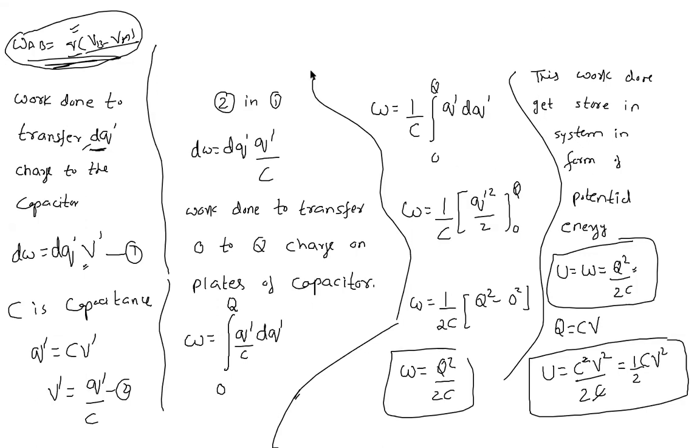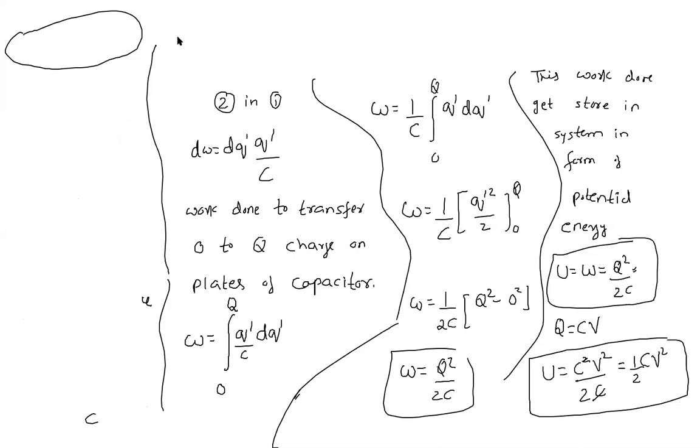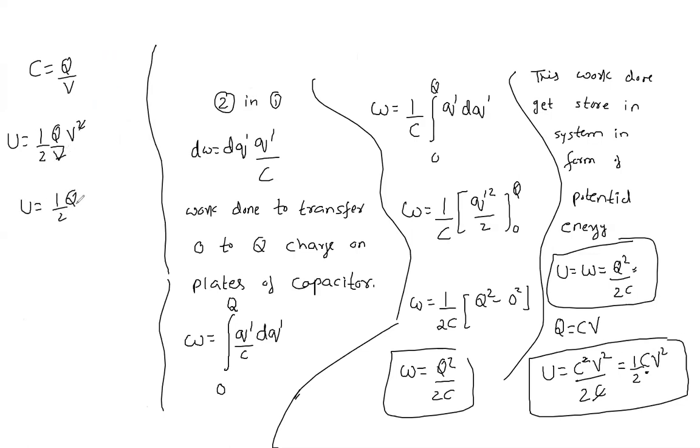Okay, next we can convert this expression of energy in terms of charge and potential now. We can remove capacitance from this equation. We can write C as Q by V. So your energy comes out to be half, Q by V into V square. The V will cancel one V, and your energy will come out to be half QV.